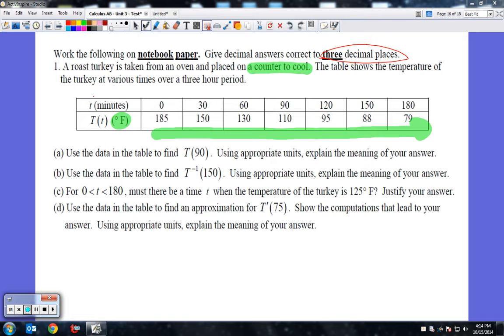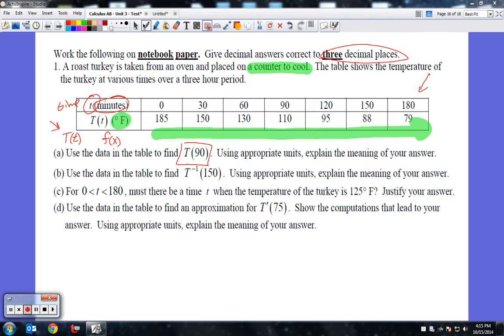So our input, of course, is t for time over the 3-hour period. If you don't know already, there are 60 minutes in an hour, so 180 minutes, because we are in minutes, is going to show you that 3-hour elapsed time. Use the data in the table to find what is T of 90. Our function, our position function, is T of t, otherwise referred to as f of x. Our input is x, our output is f of x. Our input is t, our output is T of t. They're trying to confuse you with all these t's.